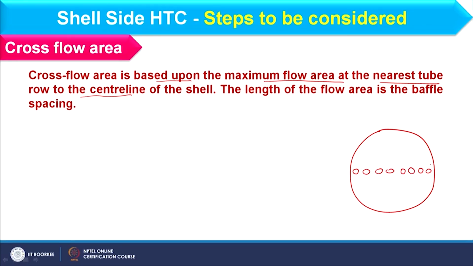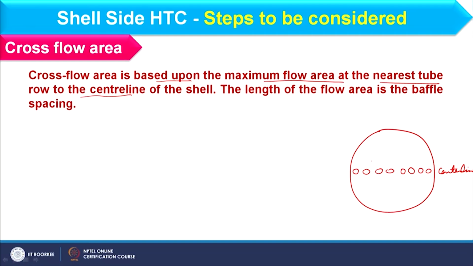Okay. So, the cross flow area which is considered in Kern's method is based on the maximum flow area, and the maximum flow area is of course obtained at the central line of the shell. So, how can we calculate the area in this?